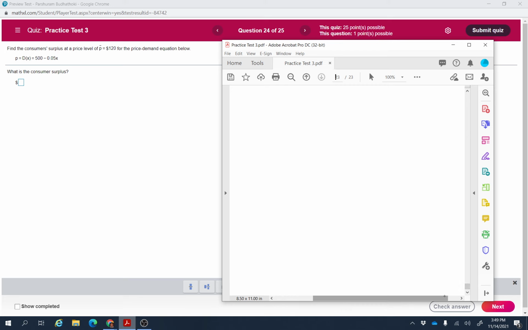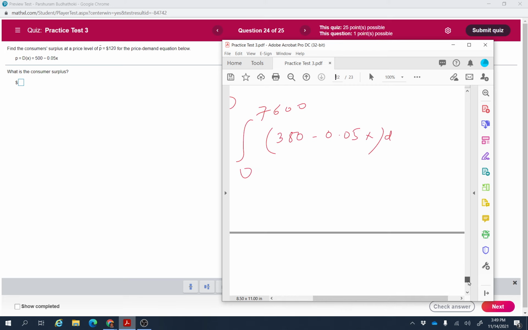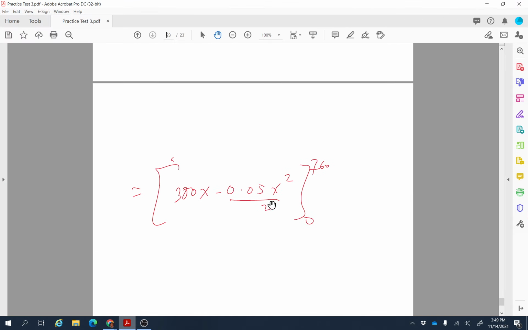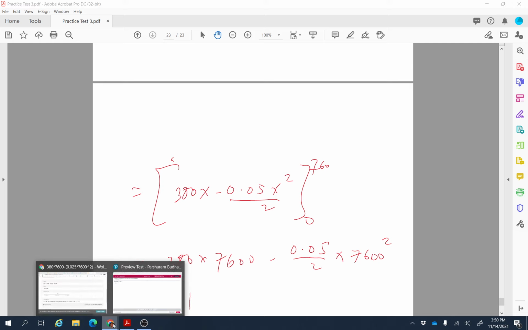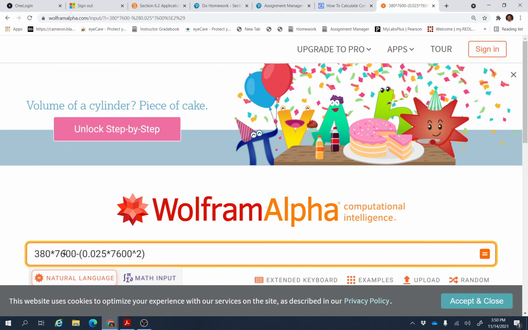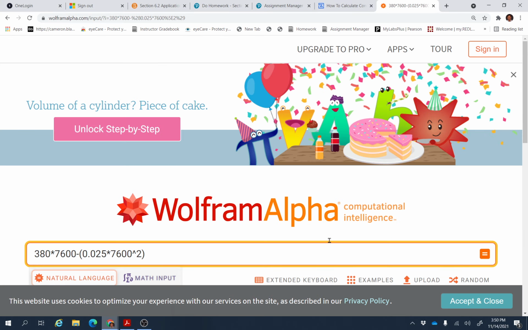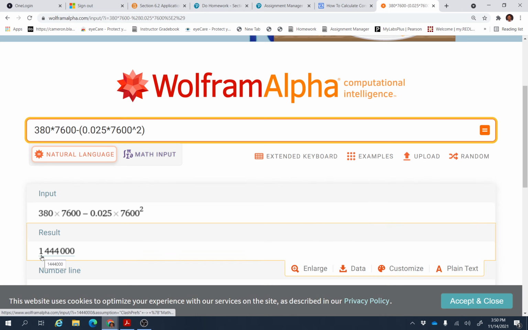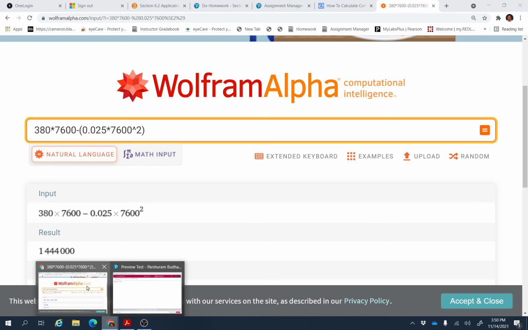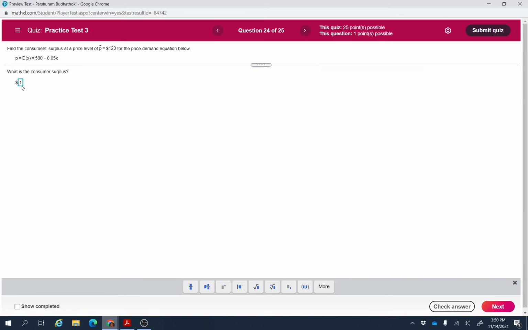And if you put x equals 7600 here, that will be 380 times 7600 minus 0.05 divided by 2 times 7600 squared. If you use your calculator to calculate this value, let me just use my Wolfram Alpha. So 380 times 7600 minus 0.025 times 7600 squared. That gives me 1,444,000. So that is the consumer surplus I get.